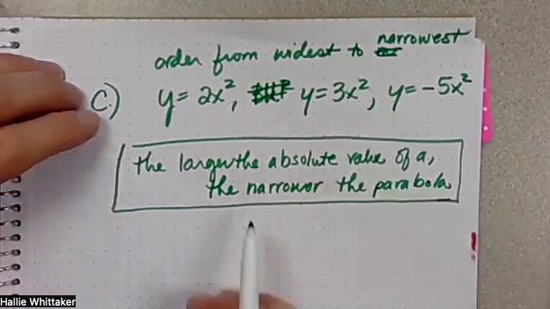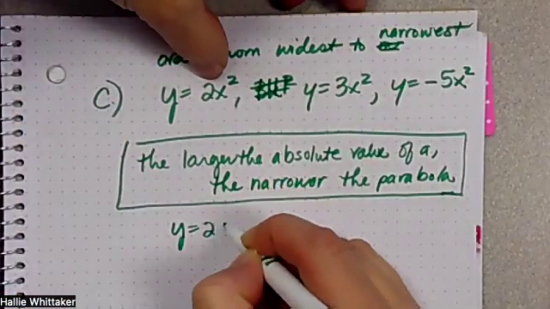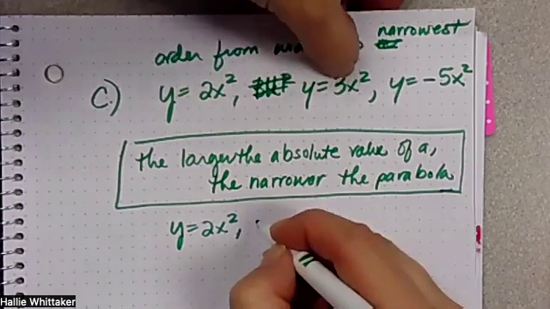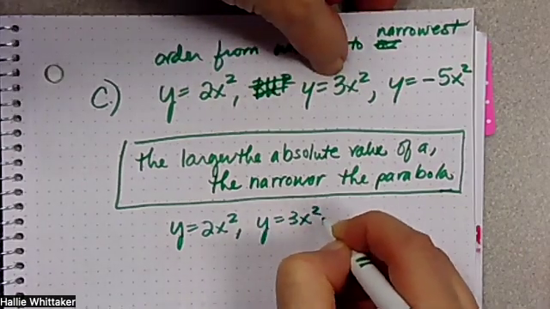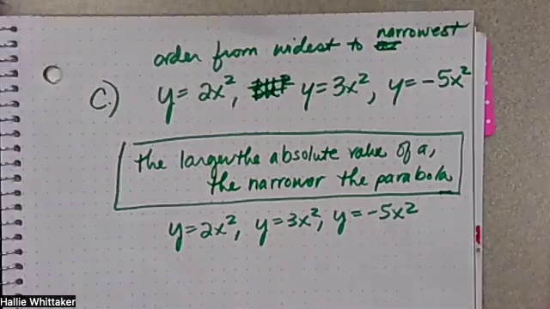So again, looking at this, let's get it in the right order. It's actually already in it. The 2x squared was the widest. Y equals 3x squared was in the middle, and y equals negative 5x squared was the most narrow. So that one didn't change.